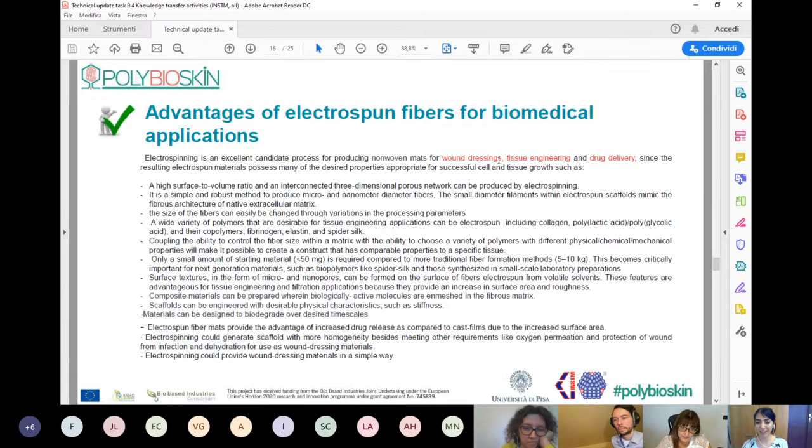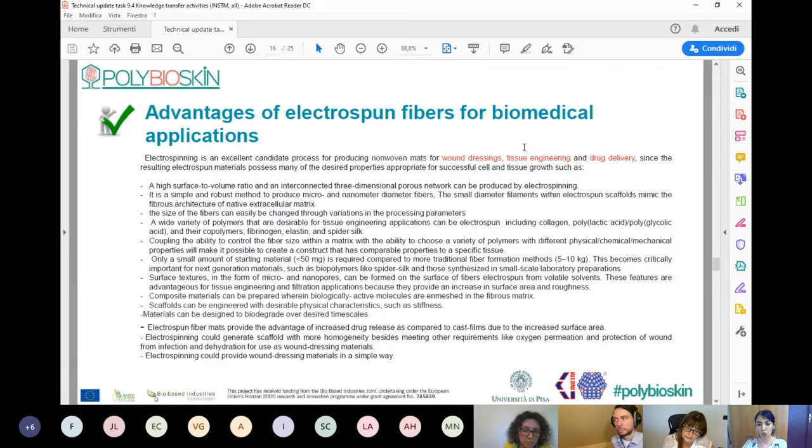For example, the advantage of electrospinning for biomedical application, that also was the reason that in the POLYBIOSKIN project we selected this technology to produce our products. For example, for wound dressing, we can say that electrospinning could generate a scaffold with more homogeneity besides meeting other requirements like oxygen permeation and also protection of the wound from infections and dehydration for use as a wound dressing material.